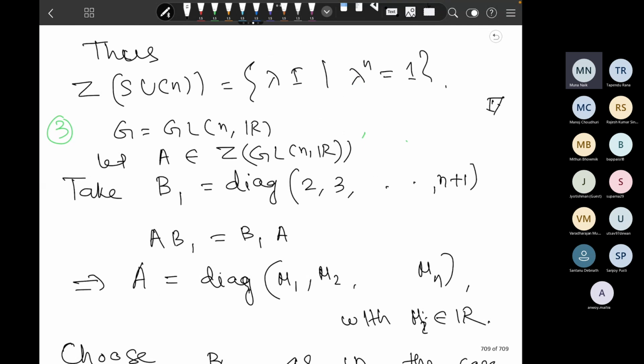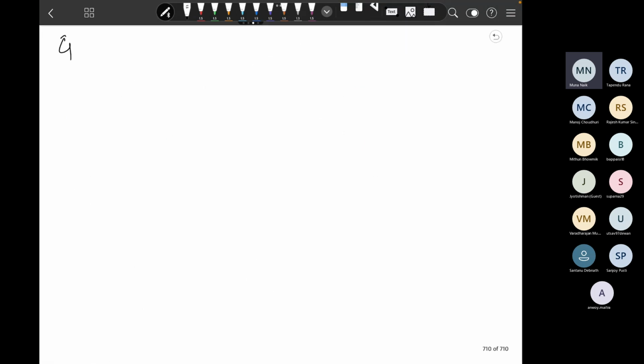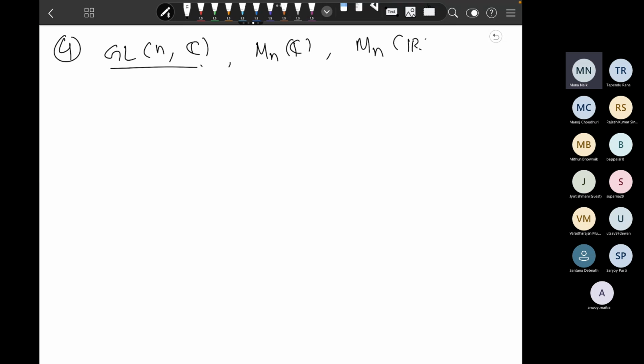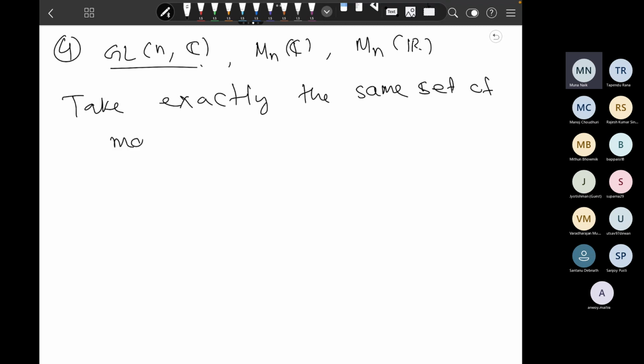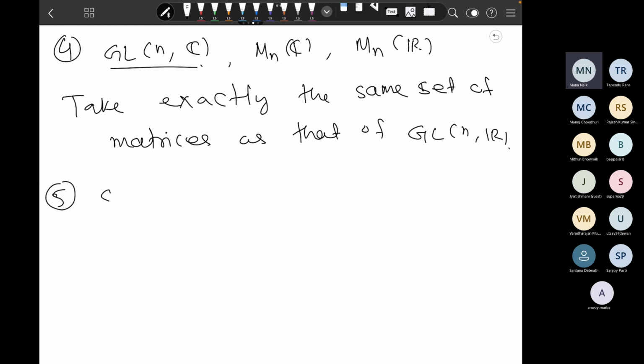For GLNC, you exactly take the same set of matrices as that one. Or you can also include this case MNC or MNR. Take exactly the same set of matrices as that of GLNR. Now the next one, this is interesting, SLNR.